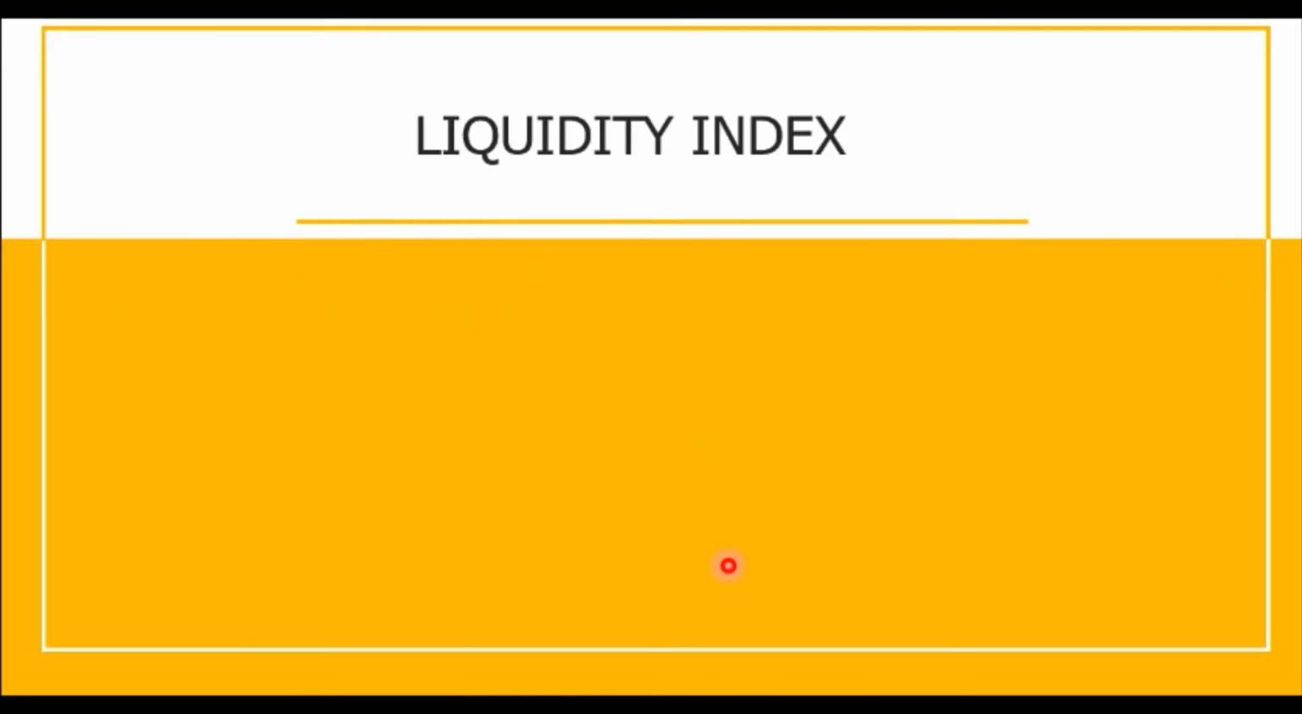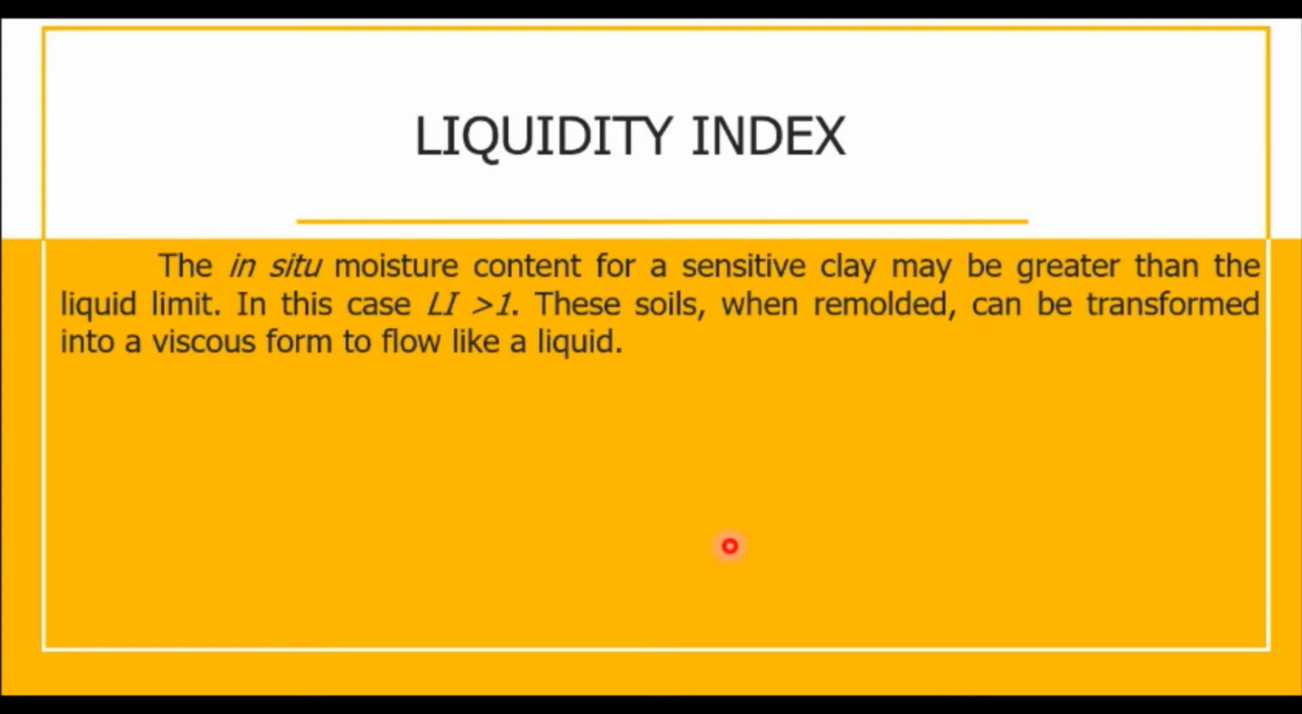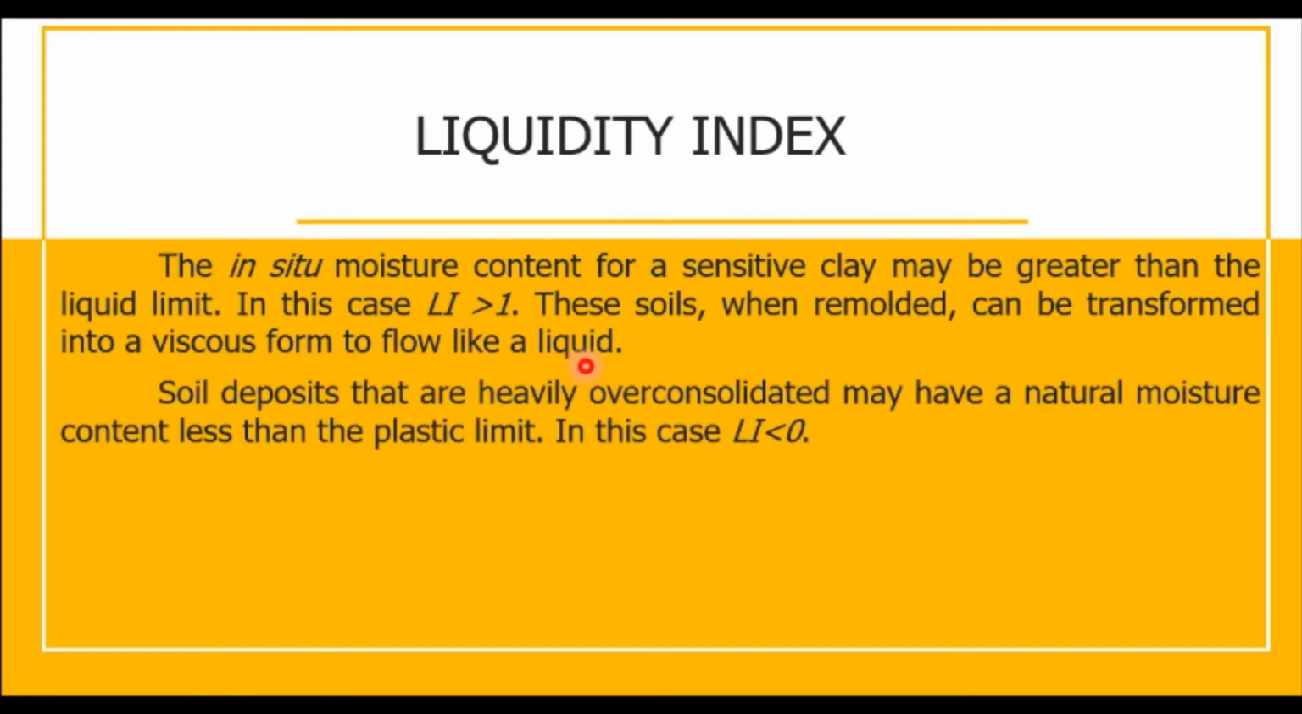And we could define the behavior of soil with the liquidity index. The moisture content for a sensitive clay may be greater than the liquid limit. In this case, LI is greater than 1. These soils, when remolded, can be transformed into a viscous form to flow like a fluid. So, if LI is greater than 1, it flows like a liquid.